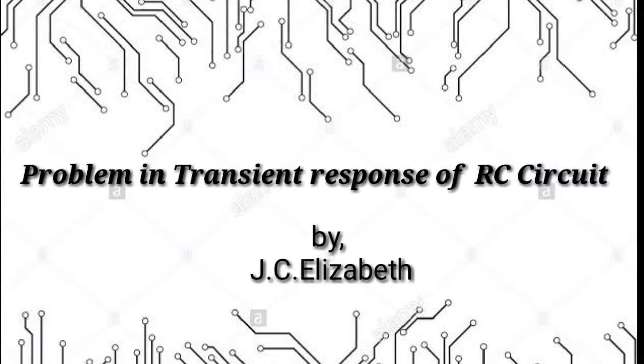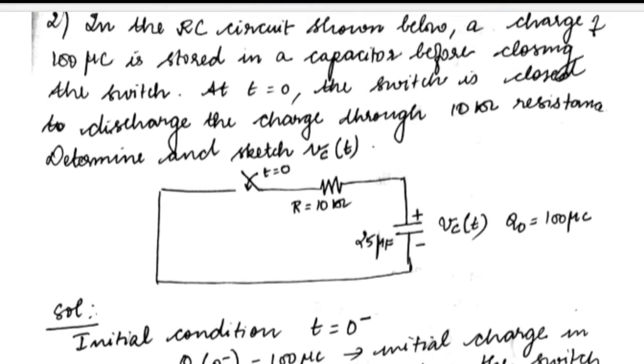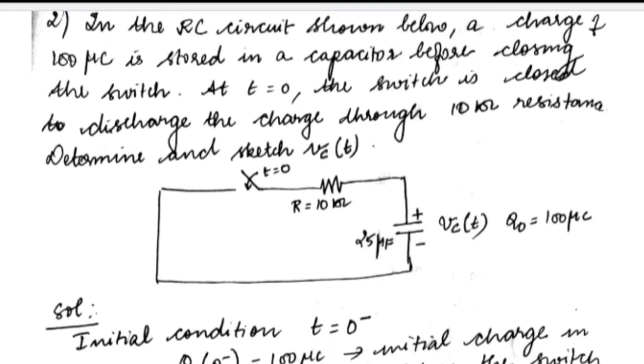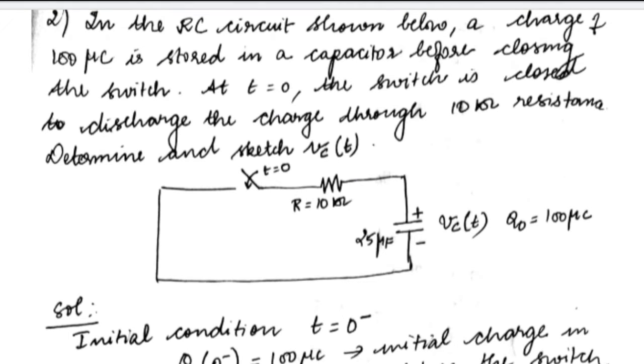Everyone. In this video we are going to learn about a problem in an RC circuit. The problem is: in the RC circuit shown below, a charge of 100 microcoulomb is stored in a capacitor before closing the switch. So the capacitor is already charged with 100 microcoulomb before switching. At t equal to 0 the switch is closed to discharge the charge through a 10 kilo ohm resistance. We need to determine Vc of t.